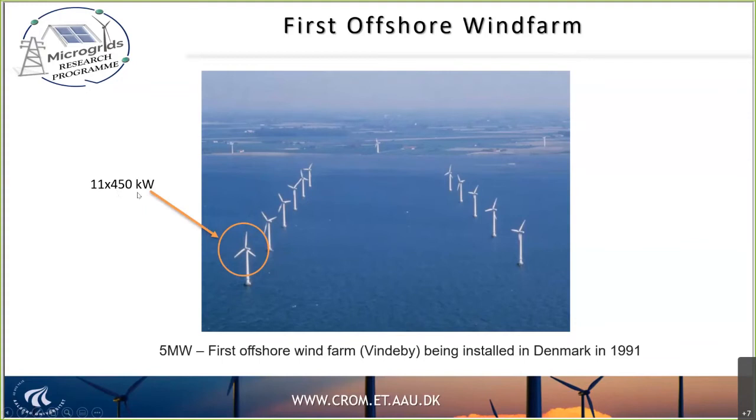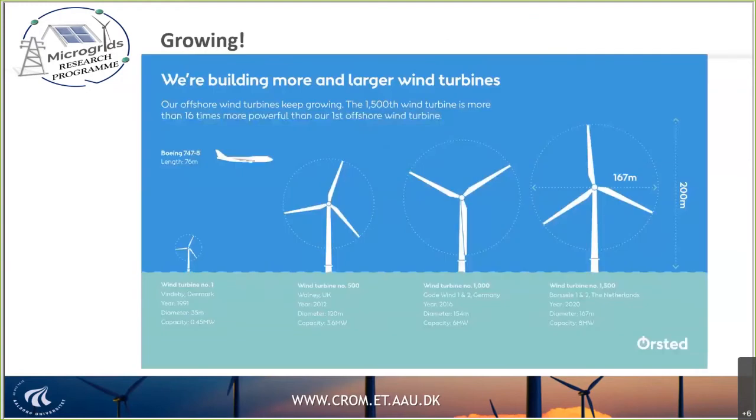Wind turbines of 450 kilowatts each, a total of 11, so around 5 megawatts. Something that today maybe we can have in a single wind turbine, we had to distribute over a number of wind turbines. So you can see, from these small ones, from the first offshore wind farm of Vindeby, we talk about diameters of 30 meters. Right now, just this year, came the implementation in the Netherlands of a wind turbine like this, with a diameter of 167 meters and a capacity of 8 megawatts. I know that many other companies are also pushing for bigger and bigger, but right now this is the latest implemented in a big offshore wind farm.